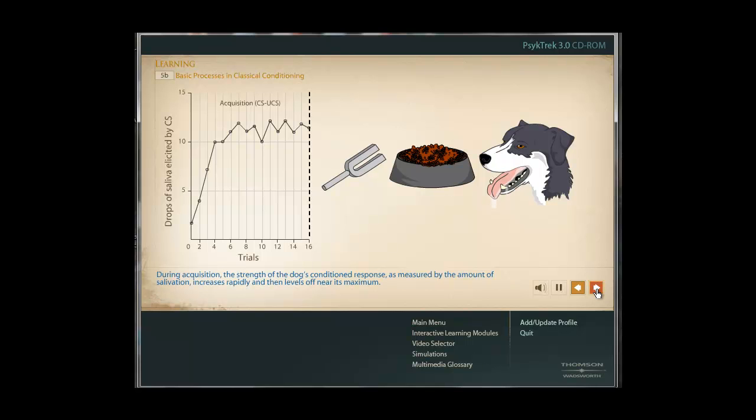The graph indexes the amount of saliva collected on each experimental trial over a series of trials. During acquisition, the strength of the dog's conditioned response, as measured by the amount of salivation, increases rapidly and then levels off near its maximum.